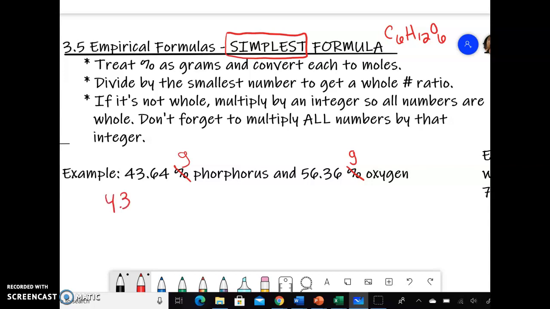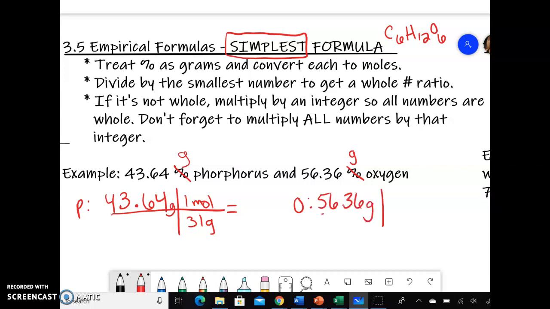So for right here, we have 43.64. And this is for phosphorus. And then if you look up phosphorus on the periodic table, it's about 31. I'm just going to round it, about 31 grams per 1 mole. Then we're going to do the same thing for oxygen. We have 56.36 grams, and we're going to turn it into moles.